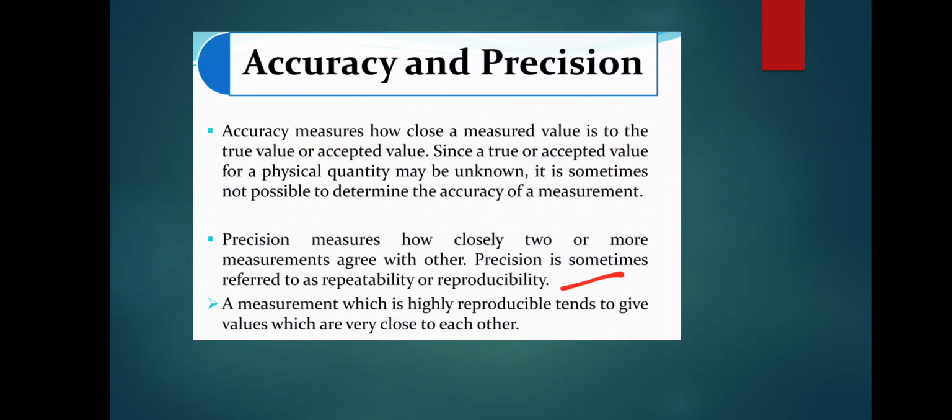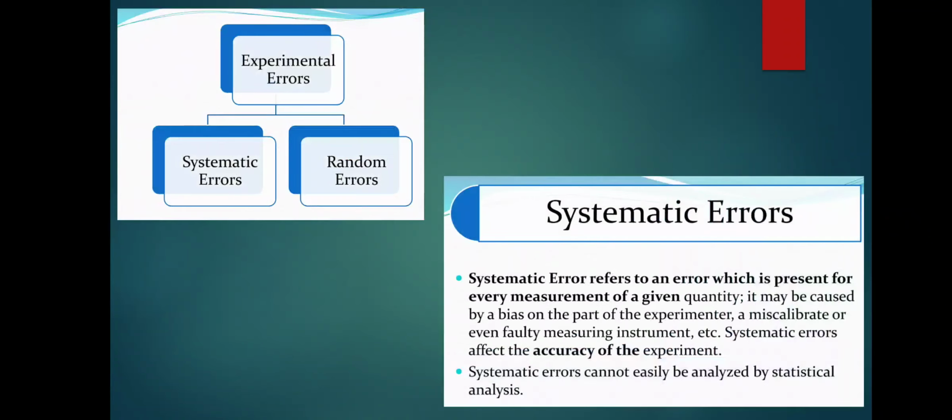Precision is sometimes referred to as repeatability or reproducibility. We are repeating, no? 7.2, 7.3, 7.4, 7.5, 7.6, 7.7. Here we are considering two or more measurements. They are just closely resembled. Only 1 point is there, no? On that basis we are discussing the error. Last point: a measurement which is highly reproducible tends to give values which are very close to each other. Means the value which is very close, that value we are selecting and we are telling this error quantity.